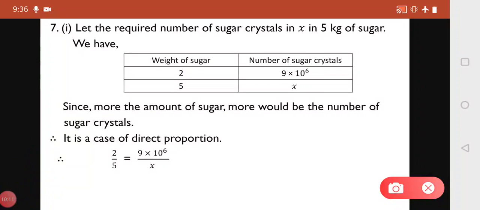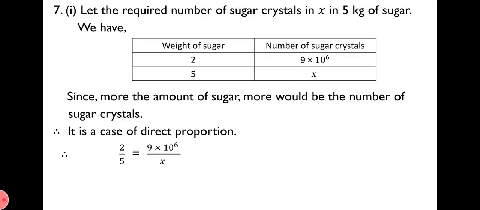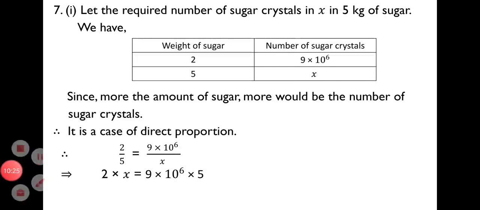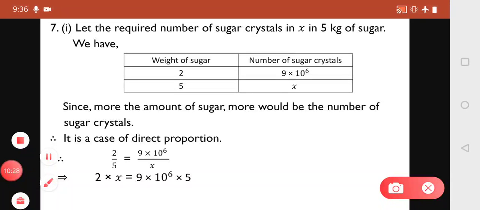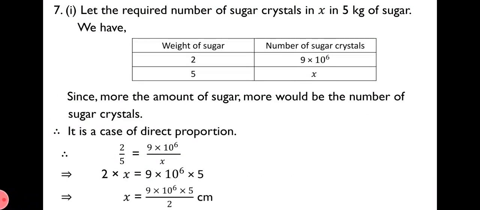Again we will do the cross multiplication. x will go there and 5 will go on the right hand side. So we get 2 into x equal to 9 into 10 raised to 6 into 5. Now again we want to find the value of x. So here we transpose 2 to the opposite side, and it becomes division. So we get x equal to 9 into 10 raised to 6 into 5 upon 2. Here you can see we cannot reduce this because we cannot cancel anything of numerator and denominator.